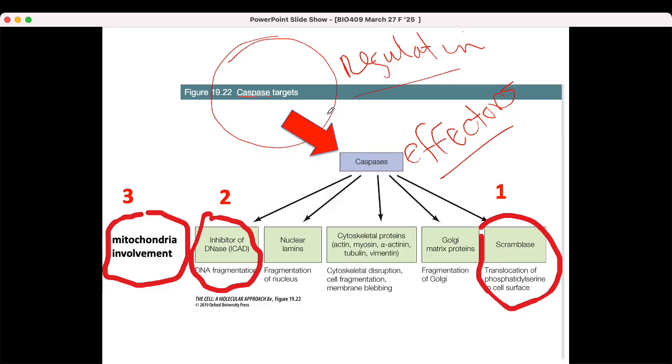Is there a term you prefer us to use? Is there a term for us to use? Scramblase. Yeah, we're saying that's the specific protein. There's a specific protein that flips it, and we're just calling it scramblase.